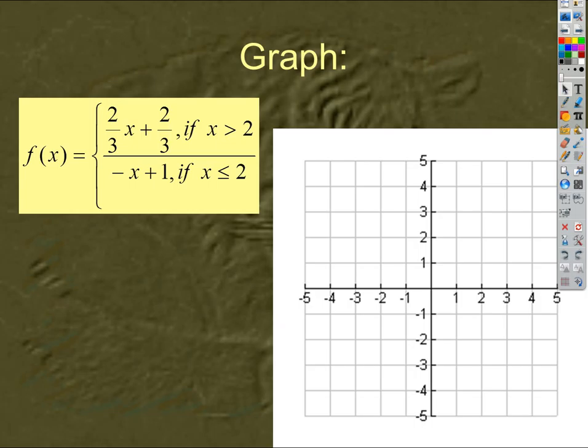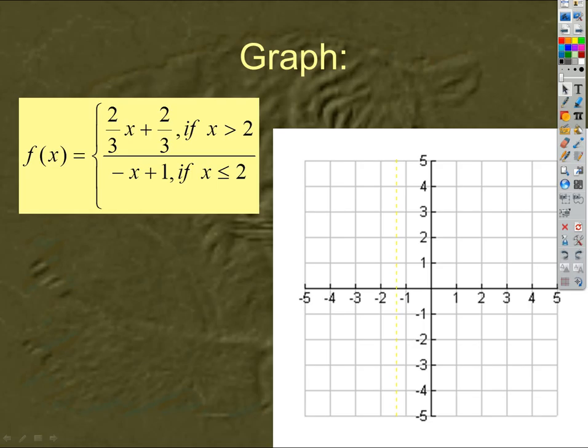What should I probably do first? Breaking point, yeah. Where's that going to be? At x equals 2. Now that's a vertical line, isn't it? If I say the line x equals 2, that's a vertical line. So let's add that first. There's my breaking point at x equals 2.